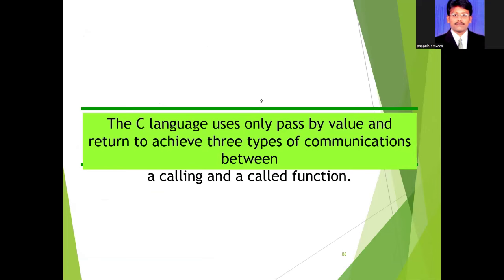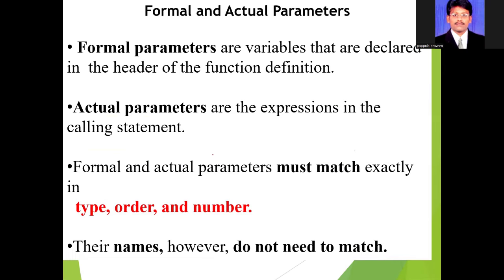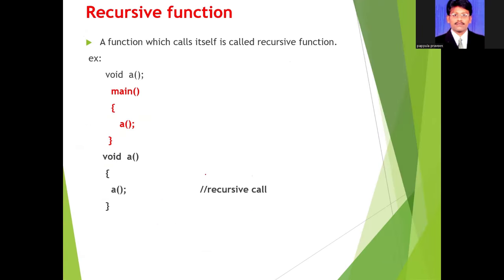The C language uses only pass by value and returns to achieve three types of communications between the calling and called function. Okay, in addition of two numbers, we cover all the four designs, right? And the next one is how to pass an array, how to pass a one dimensional array, how to pass a two dimensional array. See, this is the recursive call. Now we will complete how arrays are passed, right? One second.